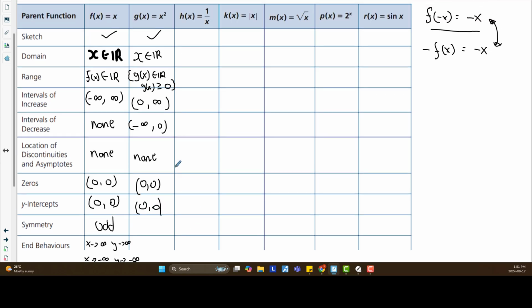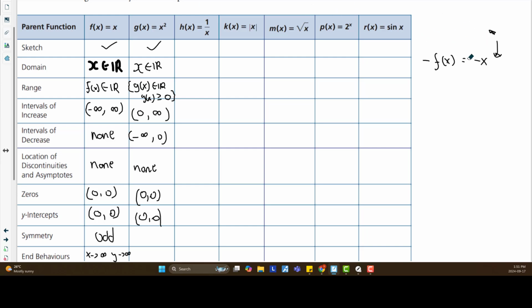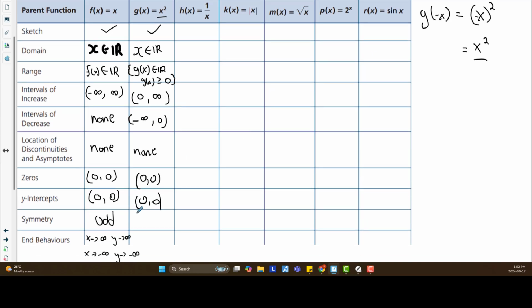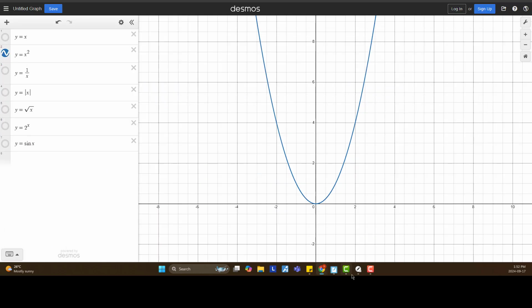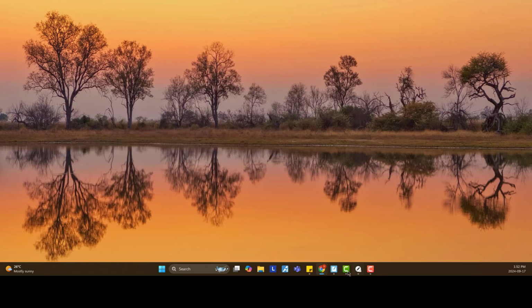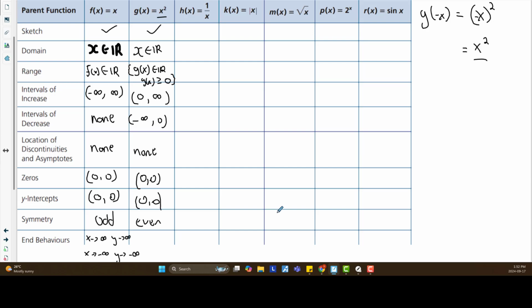Now what about symmetry? So if you've forgotten, for symmetry, all you have to do is substitute a negative x into the function. So g of negative x is equal to negative x squared. And if I simplify that, it's still x squared, because negative x times negative x is x squared. And now this looks exactly like the original function. Therefore, it has even symmetry. And the other way to realize that is to take a look at it and see if there's a mirror image along the y-axis. So if there was a mirror on the y-axis, are these two mirror images? And yes, they are. So pretty straightforward, even symmetry.